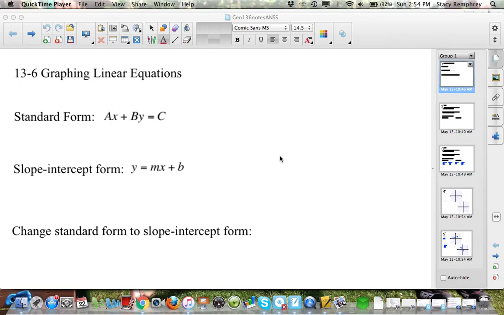Slope-intercept form you learned in Algebra 1 last year. In class, we did a little game of marble slides just to remind you where the slope appeared in slope-intercept form and what B represented. So standard form is here.